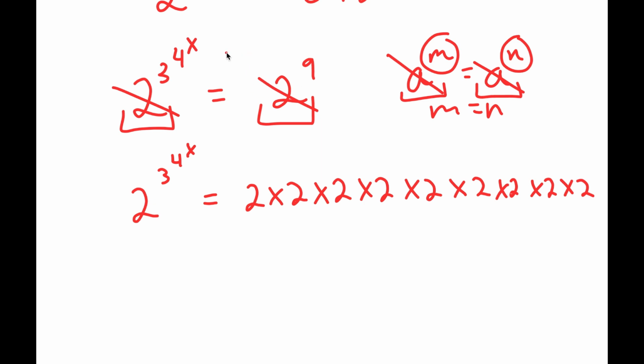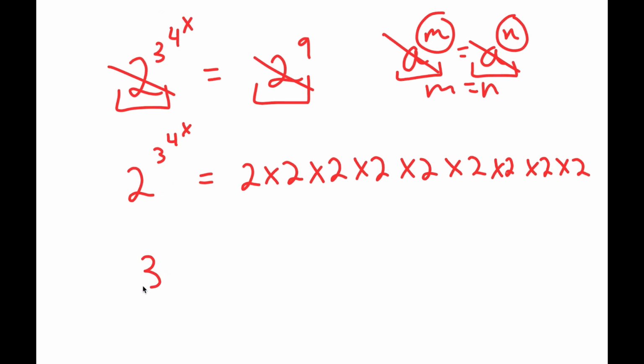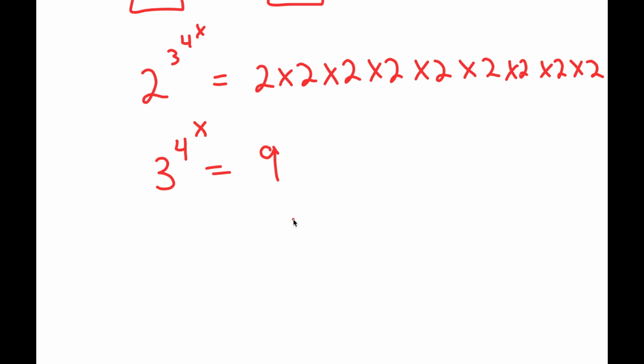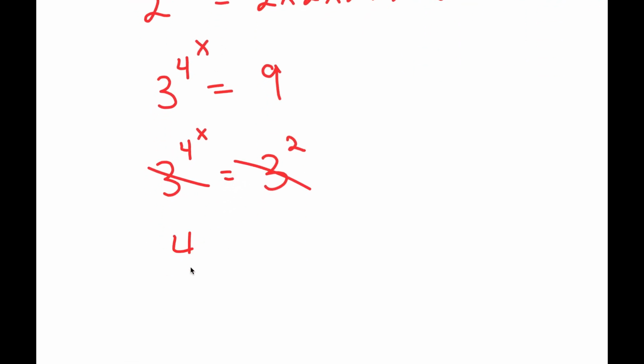So now, what I'm left with is 3 to the power of 4 to the power of x is equal to 9. And now 9 is the same thing as 3 squared. So I have 3 to the power of 4 to the power of x is equal to 3 squared. And I'm going to do the same thing again. I'm going to cancel these two bases out. So now I'm left with 4 to the power of x is equal to 2.